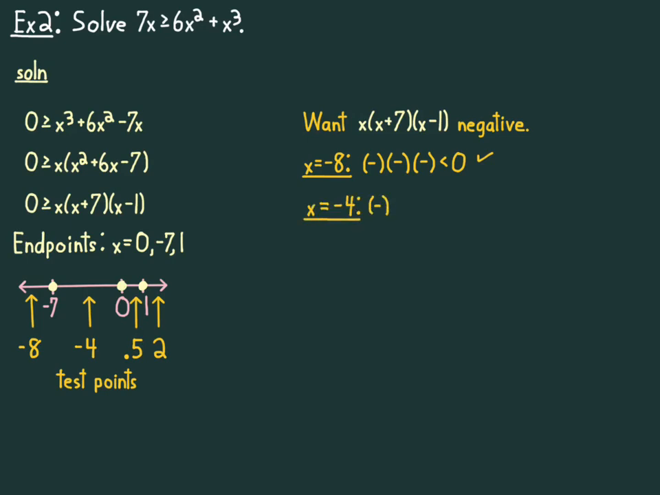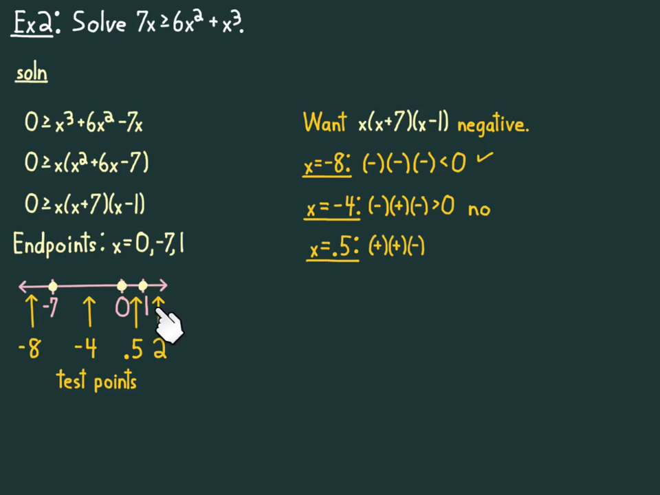Now I try my -4, and I get negative. So the x is obviously negative. -4 plus 7 is positive. -4 minus 1 is negative. So you have 2 negatives, so that comes out as a positive. Product of 2 negatives is positive, which is not what I wanted. So that region will not be shaded. It will not be part of the solution set.